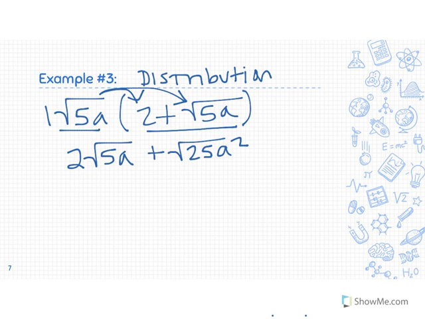Can't break down that 5a, however, the square root of 25 is 5, so that's going to go out in front, and then the a squared is actually a. So I have nothing left over in my radical, so I'm left with just my 5a. So my final solution, I have 5a plus 2 square root of 5a.